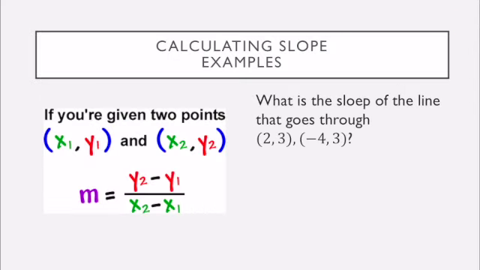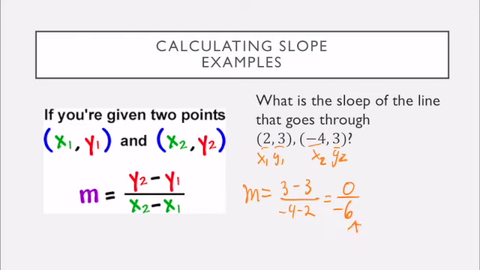Okay, now why don't we try and calculate the slope through these 2 points? Labeling our pieces to stay organized. So I'm going to take 3 minus 3 divided by negative 4 minus 2. That gives me 0 divided by negative 6, which is okay. We can divide 0 by real numbers. Okay, so I'm left with a 0.